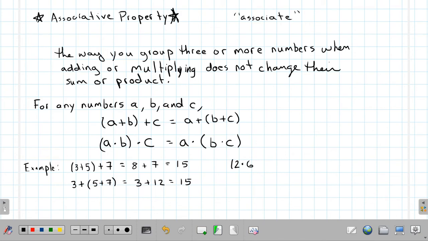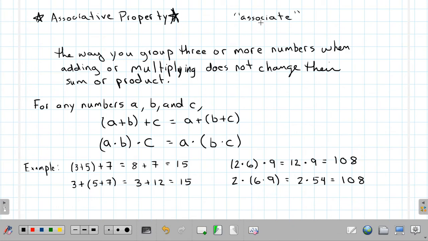And like I said, the same thing happens with multiplication. If you have 2 times 6, okay, and then multiply times 9, well, order of operations tells us we've got to do what's inside the parentheses first. So 2 times 6, that's 12 times 9. Well, that's equal to 108. Well, we're going to get the same thing if we do 2 times and then instead do 6 times 9 first. Okay, so in this case, 6 times 9 is 54. 2 times 54 is 108.